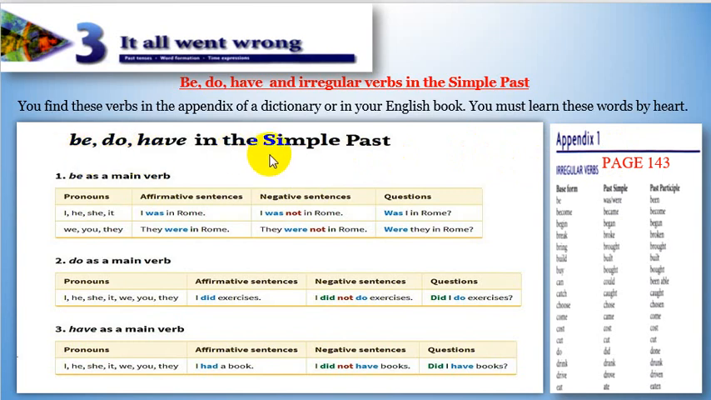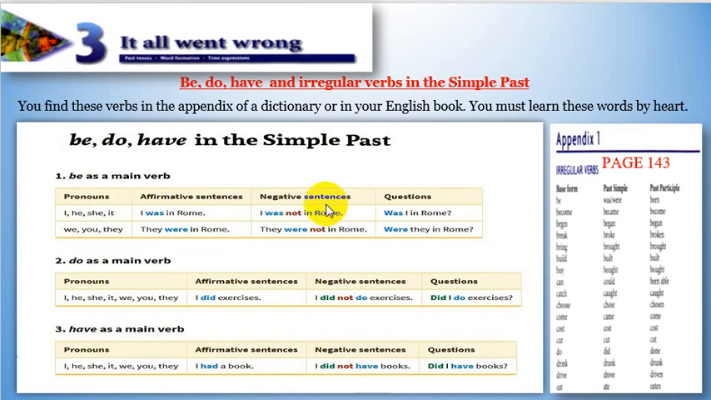Be, do, have in simple past. Be as a main verb with the pronouns I, he, she, it. In affirmative or positive statements or sentences, was. The conjugation of the verb to be with the pronouns I, he, she, it: was. With the pronouns we, you, they: were. Is, was. Are, were.